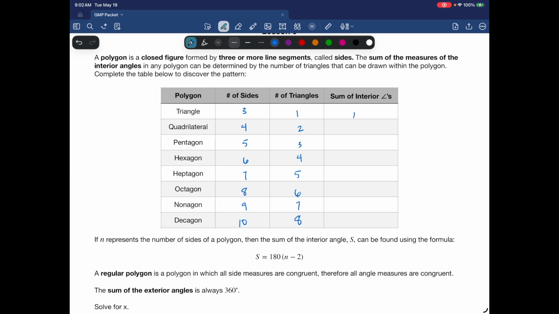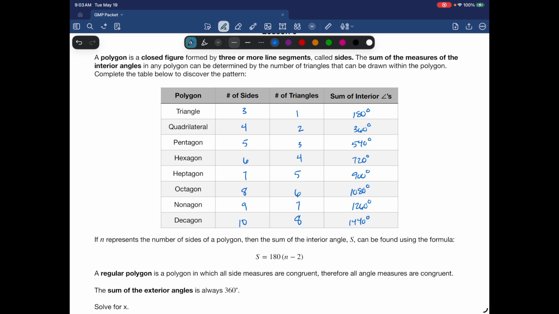So if you have one triangle, you have 180 degrees. If you have 2, that's 360. If you have 3, that's 540. 4 would be 720. 5 would be 900. 6 would be 1080. 7 would be 1260. And then 8 would be 1440. I've already done those calculations, so I'm not asking you to do those. That's why I was able to do it so fast.